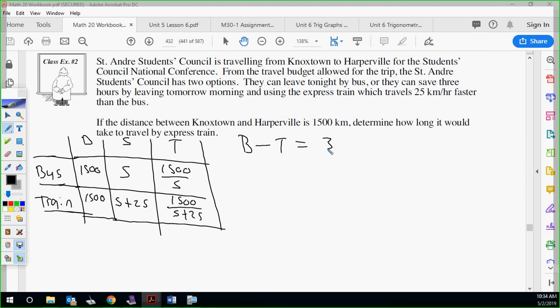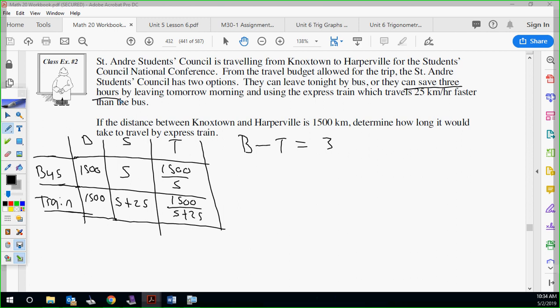Because the bus is slower, so the bus might take 10 hours, and the train takes 7 then. 10 minus 7 is 3. And so that's how we're setting it up. Does that make sense? Okay, bus minus train equals 3 hours. Where does the 3 hours come from? It says right here, they can save 3 hours by leaving tomorrow morning using the express train.